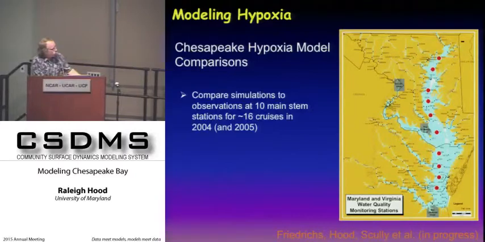And it's a very data-intensive study. We're comparing simulations from all of these multiple models, not only to one another, but to observations over 10 main stem stations for 16 cruises in 2004 and 2005, and these dots indicate where those stations are.